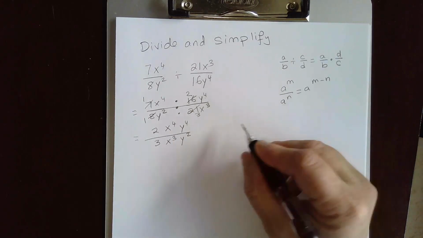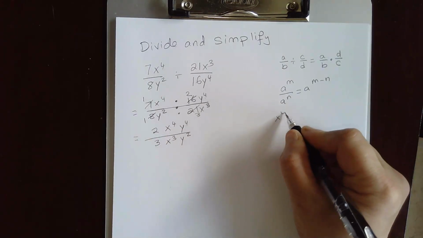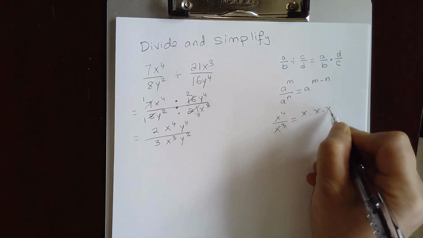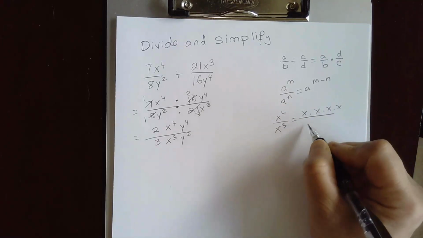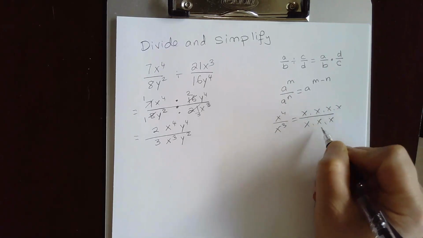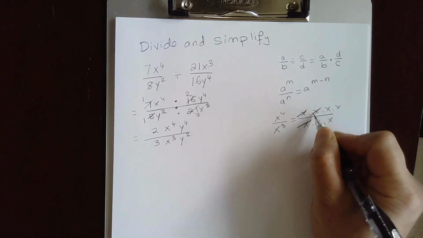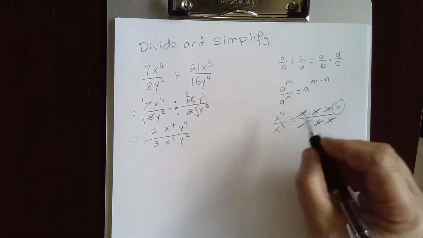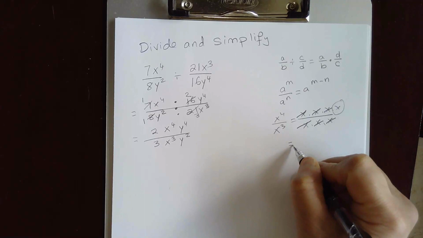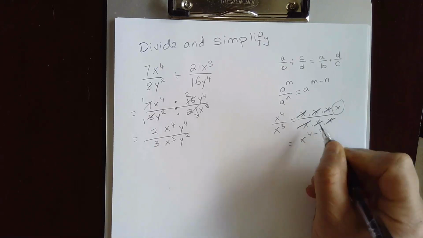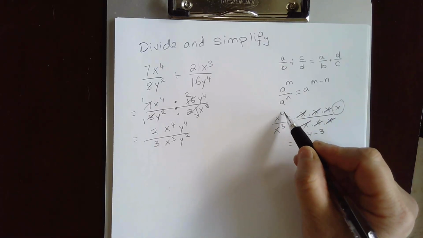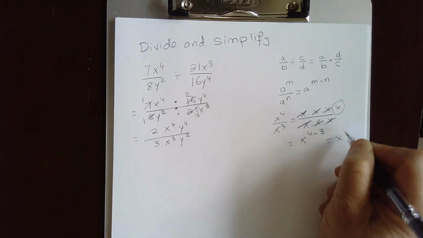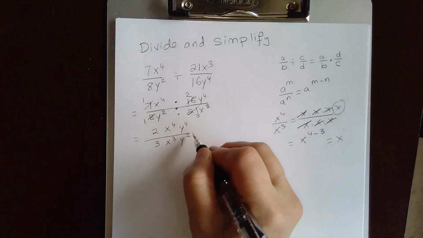You have x to the fourth, that's the same as x times x times x times x over x cubed, that's x times x times x. So this cancels with this cancels with this cancels with this, and you're left with x. Okay, that's the same as saying x to the 4 minus 3. So the power of the numerator minus the power of the denominator, which is x to the 1, or simply x. So let's go ahead and simplify.